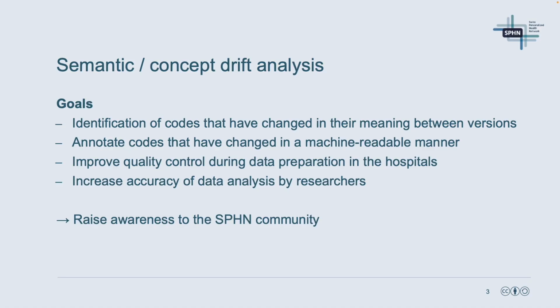Our analysis consisted of analyzing possible semantic drifts between consecutive versions of these 3 terminologies. What we mean by that is that we want to identify the codes that may have changed in their meaning between 2 versions. Once they are identified, we annotate these codes in a machine-readable manner so that we can improve the quality control steps during the data preparation in the hospitals, but also increase the accuracy of the data analysis by the researchers, which now get another layer of information about these codes.